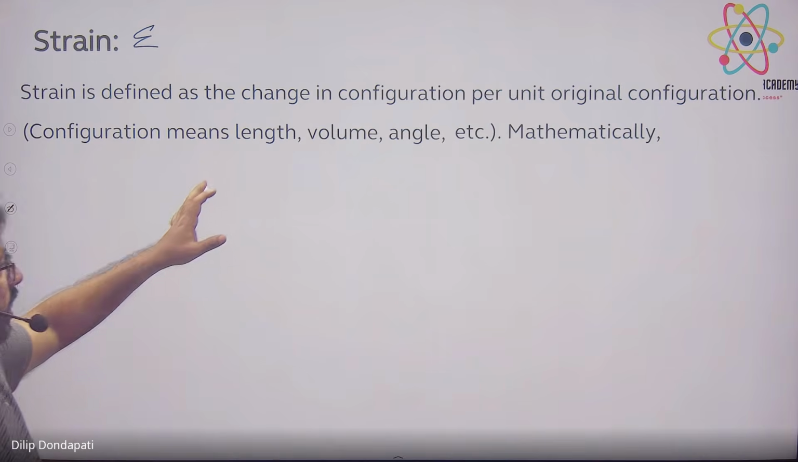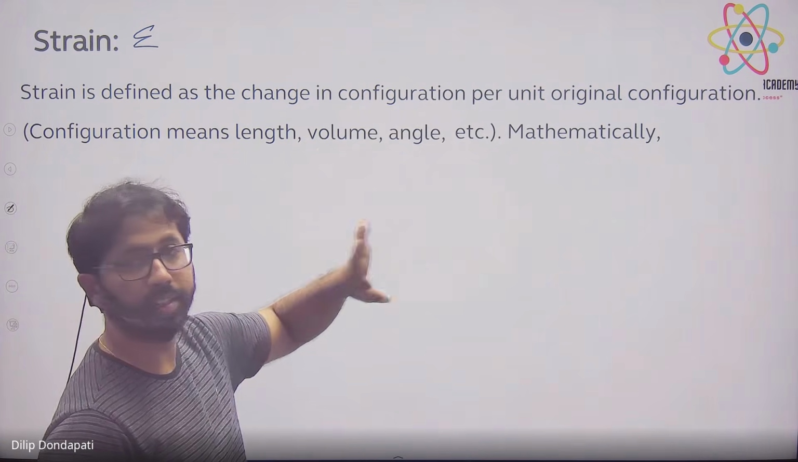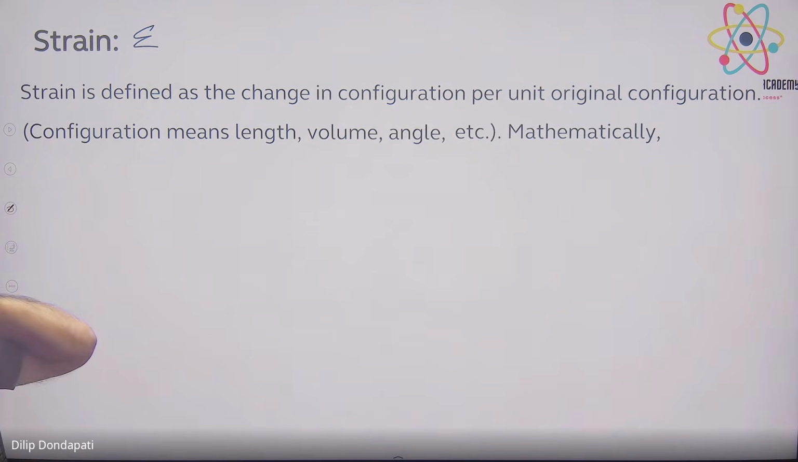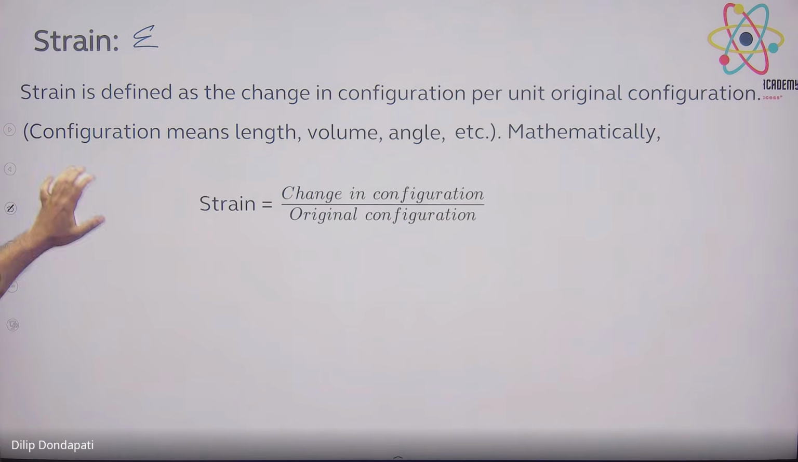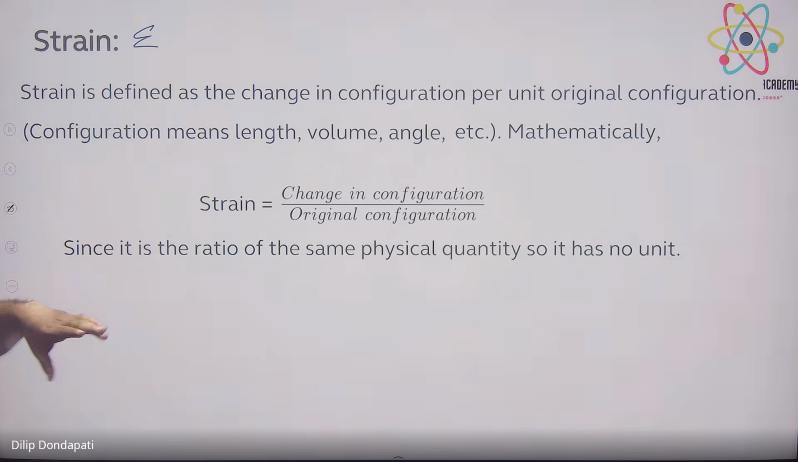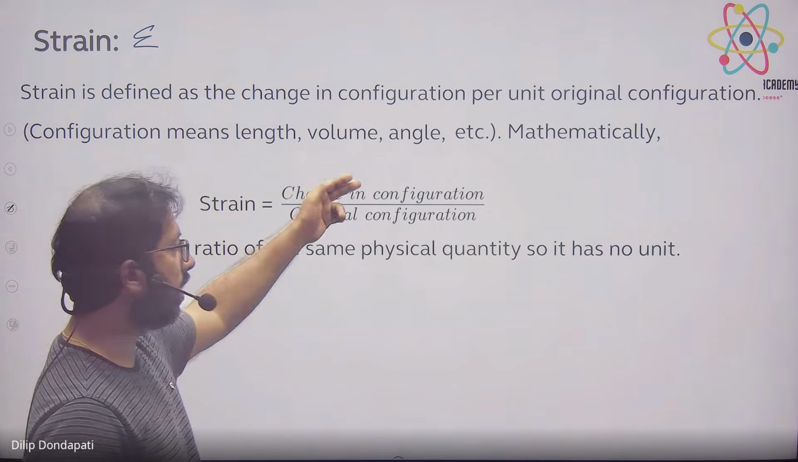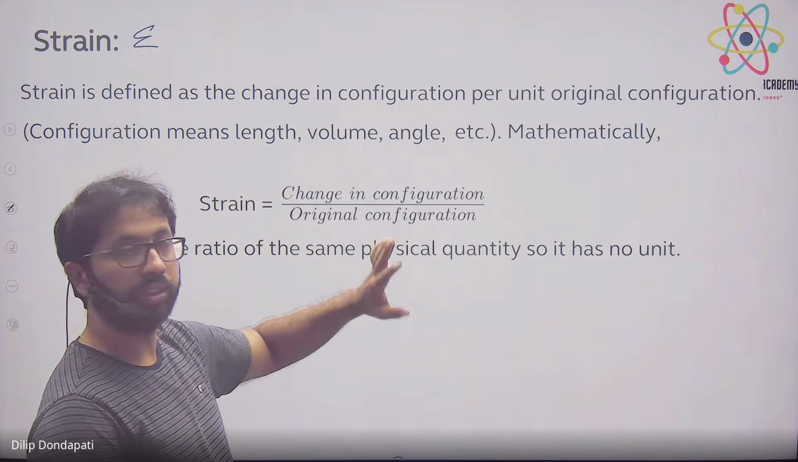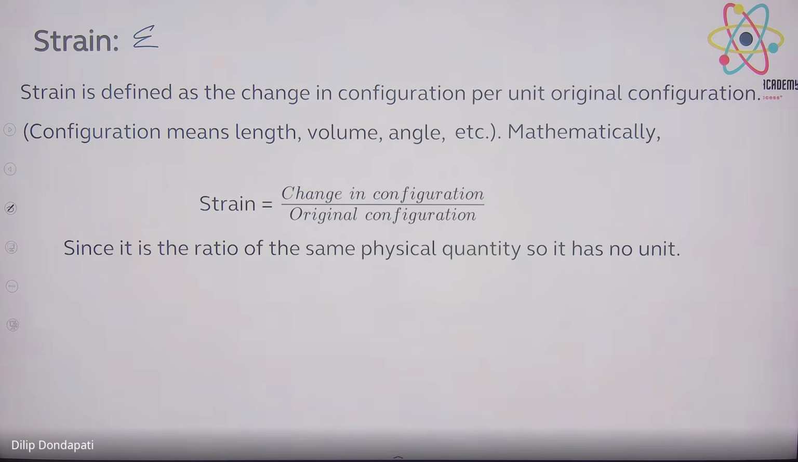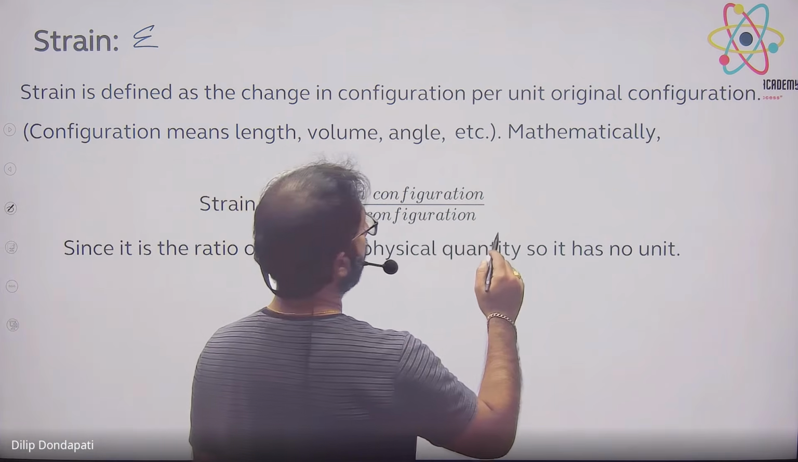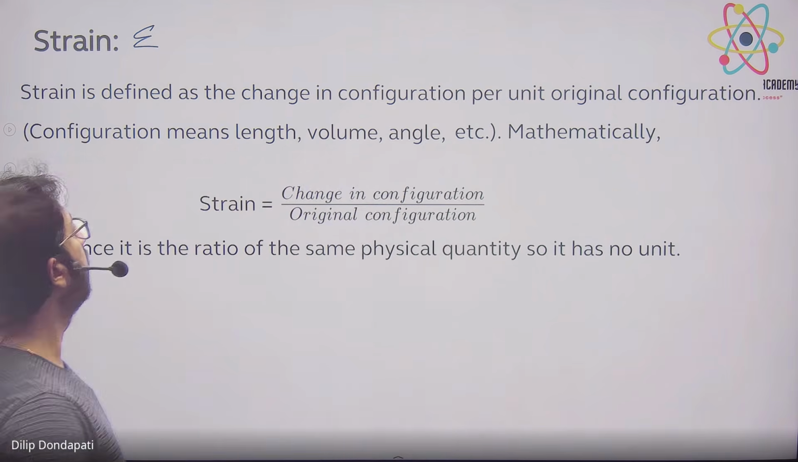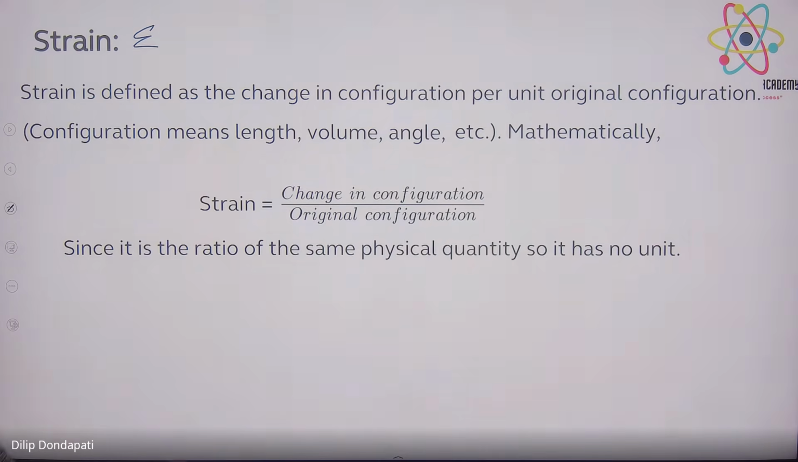Configuration means it can be changed length, volume, angle, anything it can change. Okay, change in configuration by original configuration. And इसका units are no units because दोनों same quantity, length, volume ऐसा रहेगा ना. So that's why we have no units in this strain में. Change in configuration by original configuration per unit original configuration is called as strain. Strain का symbol है ऐसा E जैसा.